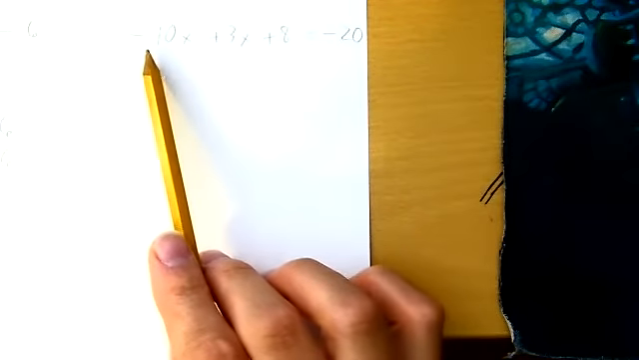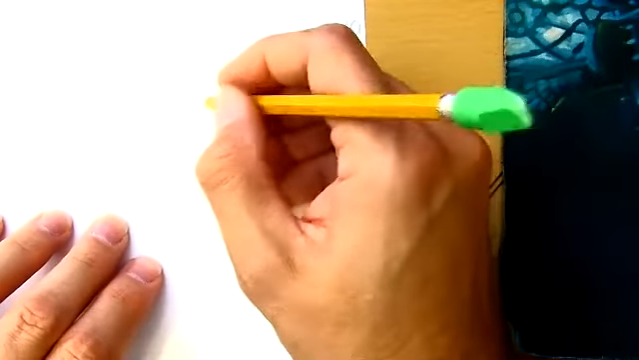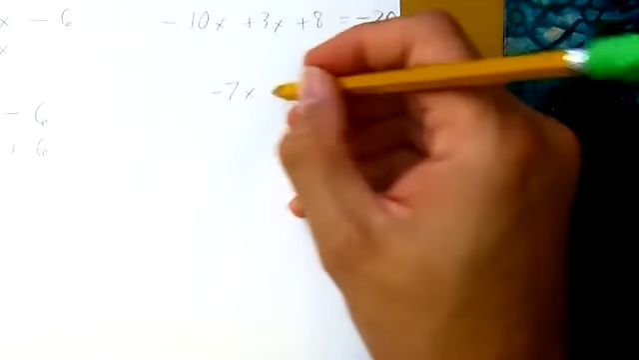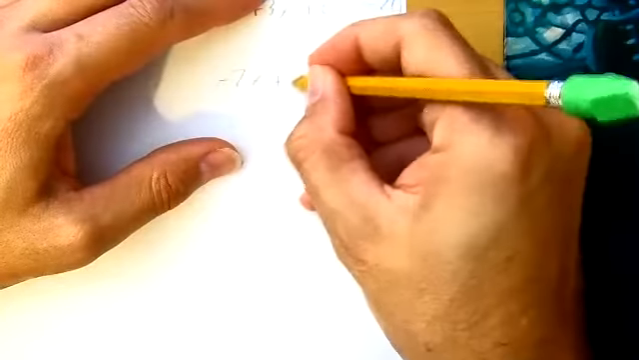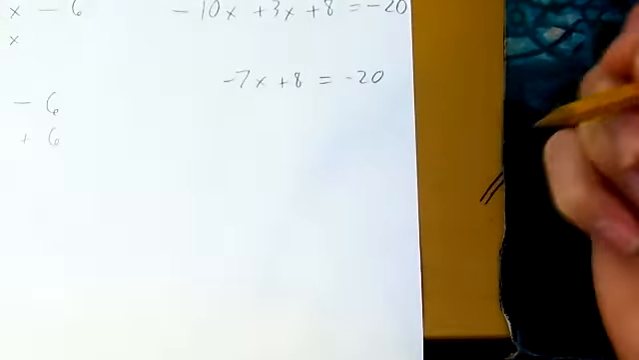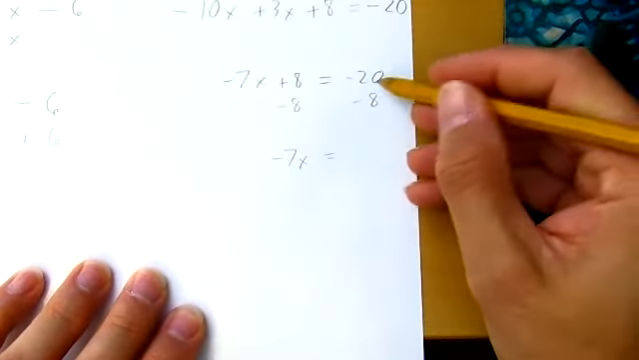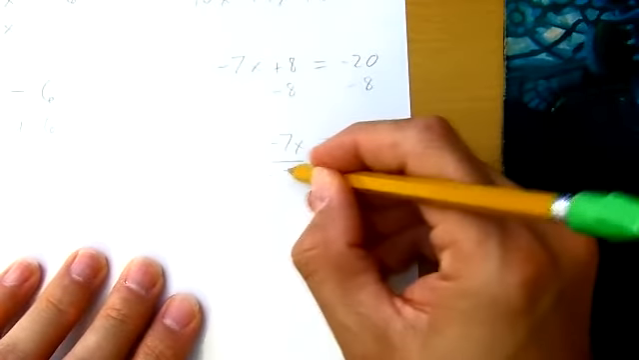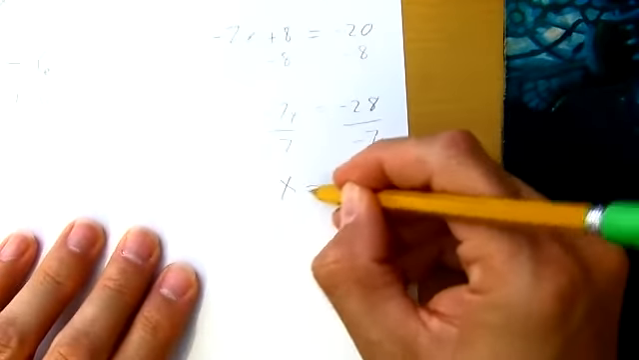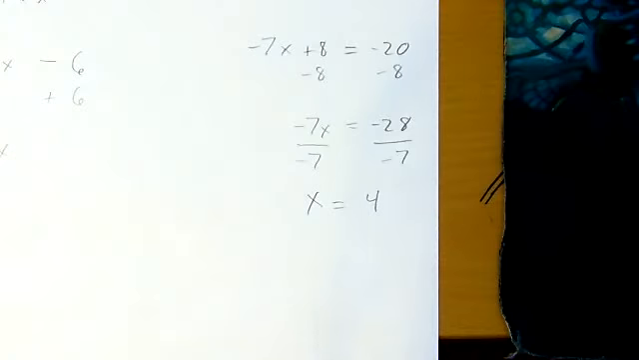So again, if you have a calculator, just punch in negative 10 plus 3. But if you don't, it's different signs, subtract, keep the sign of the larger. You're going to end up with negative 7x, I almost forgot my plus 8, equals negative 20. Next step, get rid of your 8. So negative 20 minus 8 is negative 28. Divide by your negative 7. X equals positive 4. Two negatives make a positive when you're multiplying or dividing.